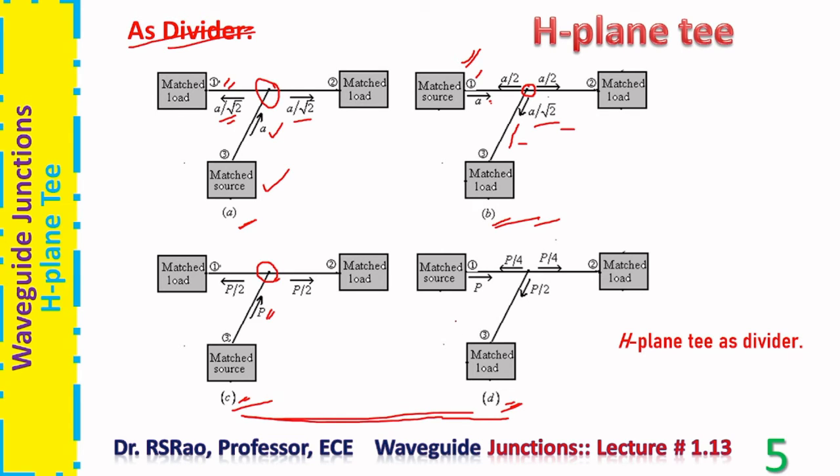In D is shown power division in the H-plane T when the source is connected to one of the collinear arm ports, port 1. Let us say the output of the source is P. This power enters the junction region, not totally. A part of it gets reflected back towards the source. That power is P by 4. Only the remaining enters the junction region. There it gets split into two parts. One part travels towards the load connected at port 3, another part towards another load connected at port 2. Power flowing towards port 2 is P by 4. Power flowing towards port 3 is P by 2.